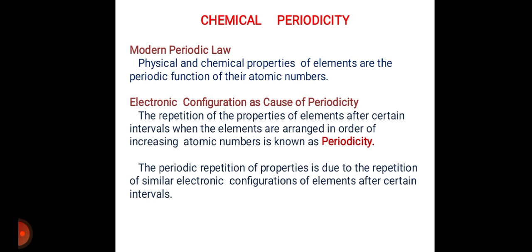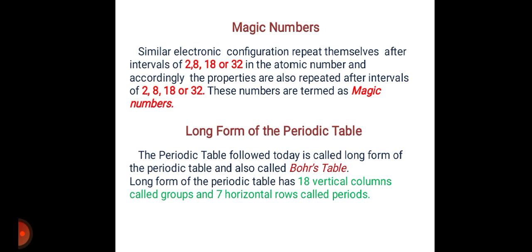So why does periodicity arise? The repetition of properties of the elements after certain intervals, when the elements are arranged in the order of increasing atomic number, is known as periodicity. The periodic repetition of properties is due to the repetition of similar electronic configuration of elements after certain intervals. So now we can see another topic, the magic number.